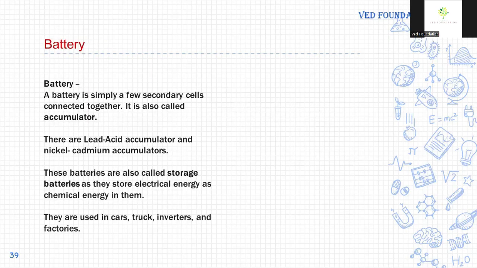Next, a source of electricity is the battery. A battery is simply a few secondary cells connected together. It is also called an accumulator. There are lead acid accumulators and nickel cadmium accumulators. These batteries are also called storage batteries because they store electrical energy in the form of chemical energy. They are used in cars, trucks, inverters, and factories.